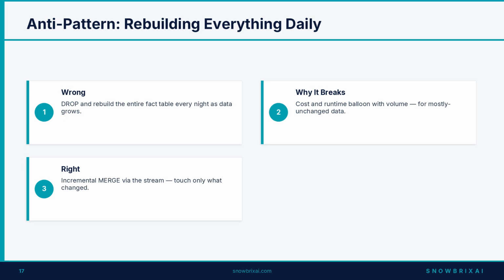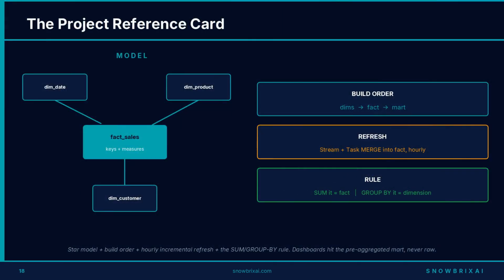Now let me hand you a card to keep. Here is your reference card, the one to screenshot. The model: fact sales plus dim date, dim product and dim customer in a star. The refresh: a stream and a task merging into the fact, hourly. The serve: a pre-aggregated mart that the dashboard hits. And the rule that ties it all together. If you sum it, it is a fact. If you group by it, it is a dimension. Dashboards hit the mart, never the raw tables. Pin this somewhere. It is the whole project on one page.